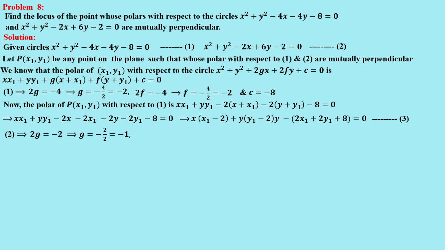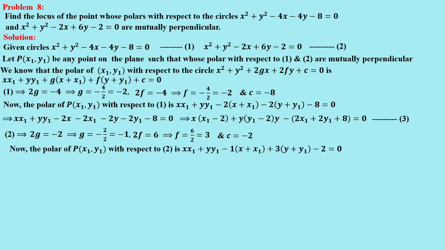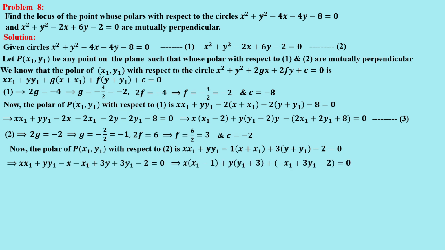The second equation implies 2g = −2, g = −1, 2f = 6, f = 3, and c = −2. So now the polar of P(x1, y1) with respect to circle 2, using g and f from the second equation, is xx1 + yy1 − 1(x + x1) + 3(y + y1) − 2 = 0. Grouping like this, x term, y term, and constant term: x into (x1 − 1) plus y into (y1 + 3) plus (−x1 + 3y1 − 2) = 0. That is the fourth equation.